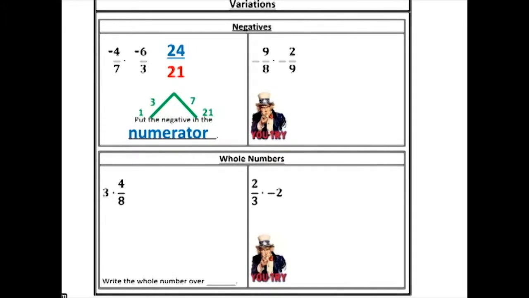Now, I know my factors. 21 is not going to divide out of 24. 24 will not divide evenly using 7. 3 is my greatest common factor. Divide top and bottom by 3. That gives me 8 sevenths.